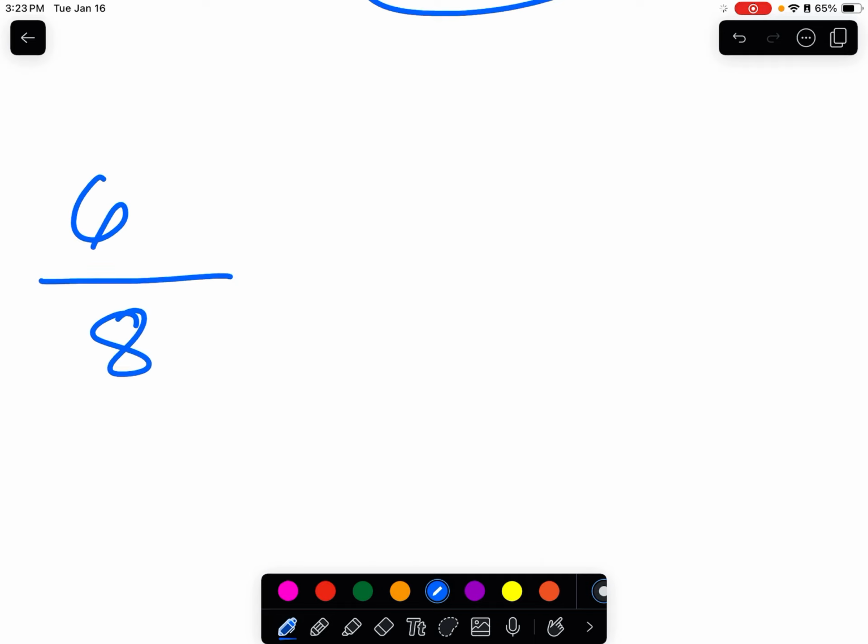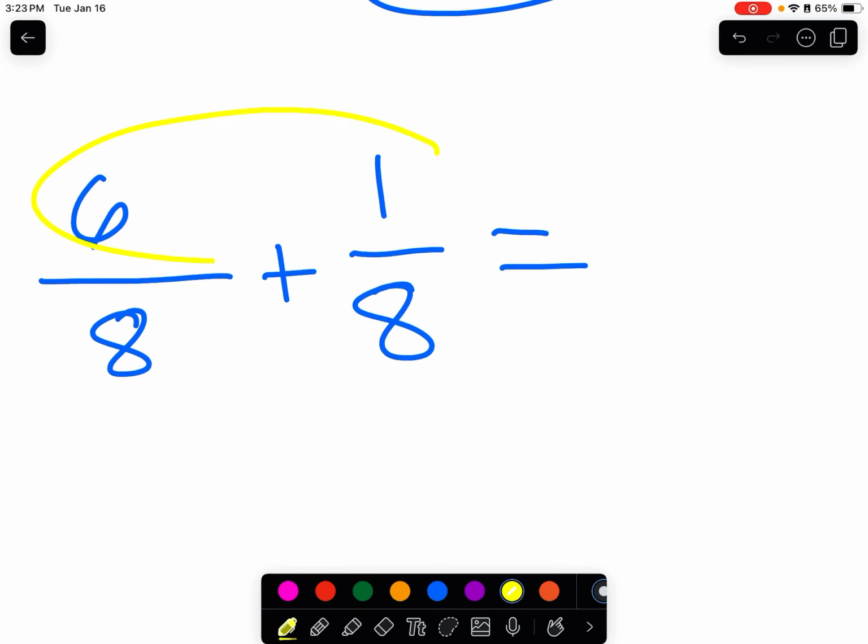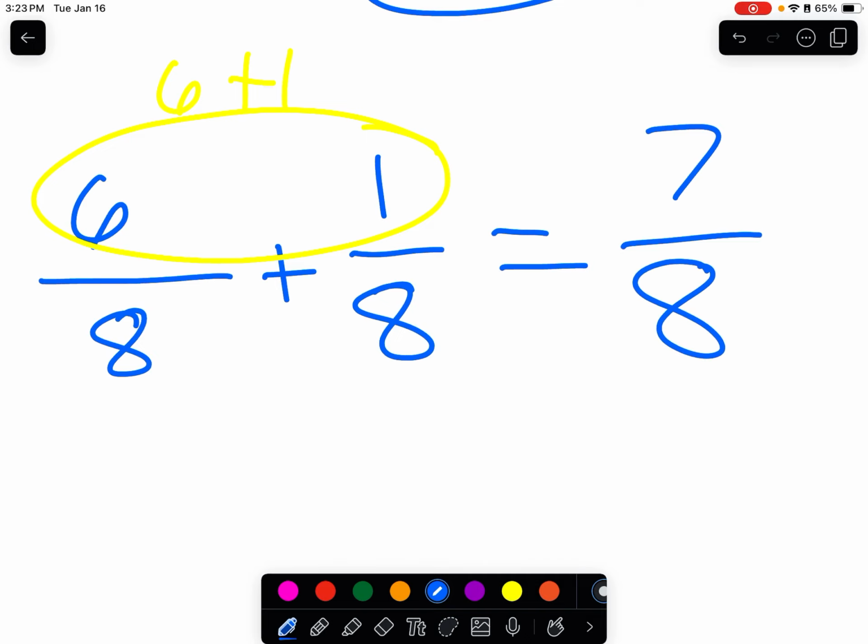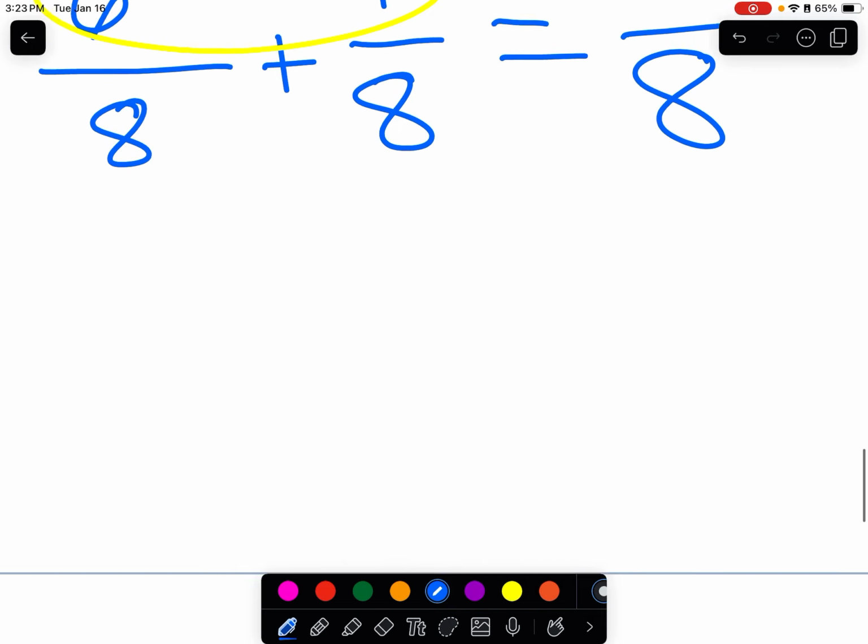Let's do another one. Let's do 6/8 plus 1/8. We're going to add these numerators up. 6 plus 1. I shouldn't have used yellow. I realize that's not the best color to use. It might be hard to see, but the idea is that you get the 7/8 there.